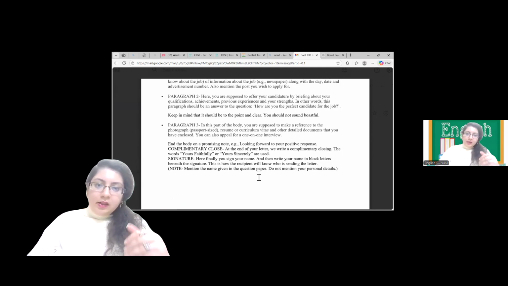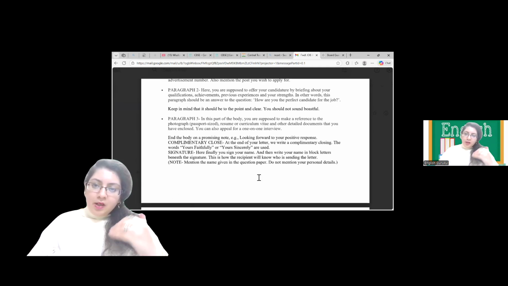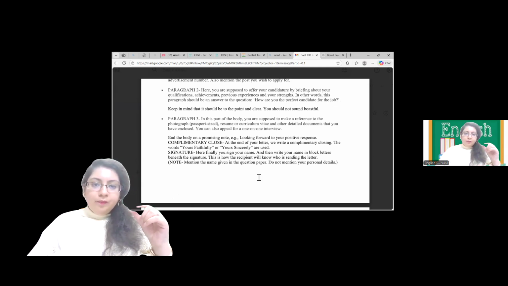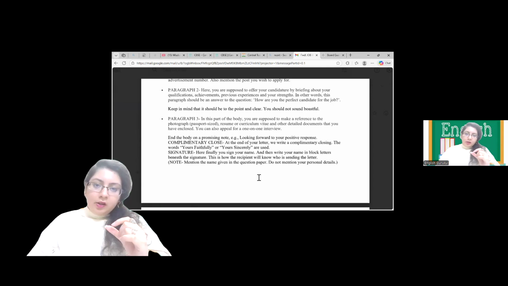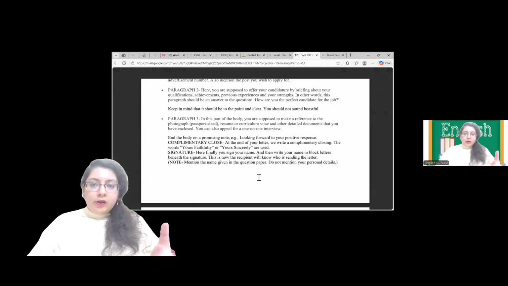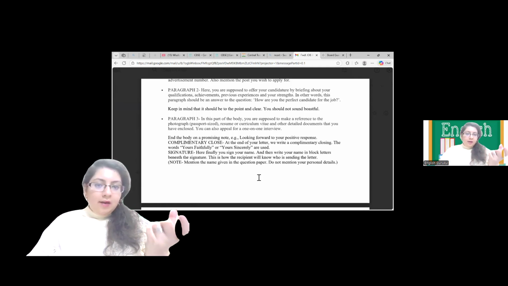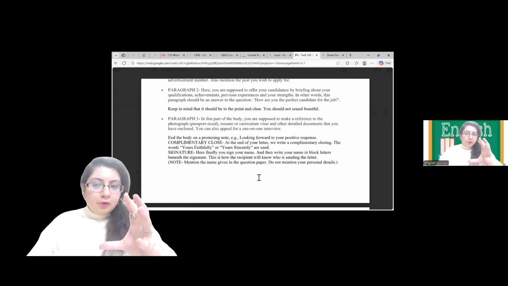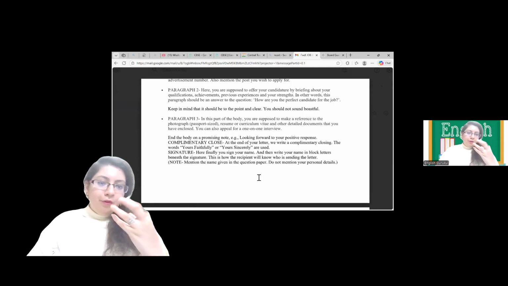So paragraph 3. In this part of the body you are supposed to make a reference to the photograph, that is passport sized, resume or curriculum vitae, and other detailed documents that you have enclosed. Keep in mind it should be a passport size photograph. Resume or curriculum vitae, and other detailed documents that you have enclosed.